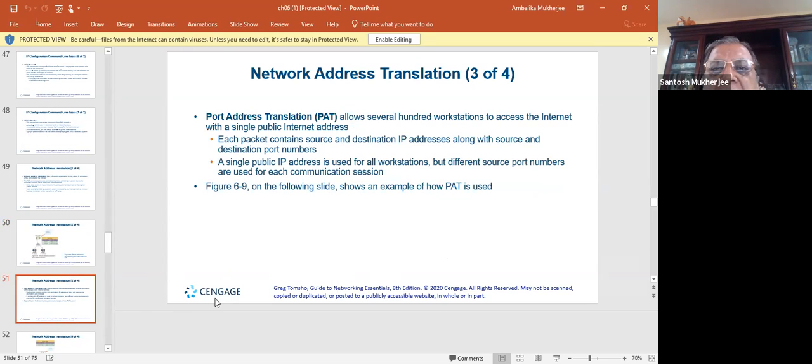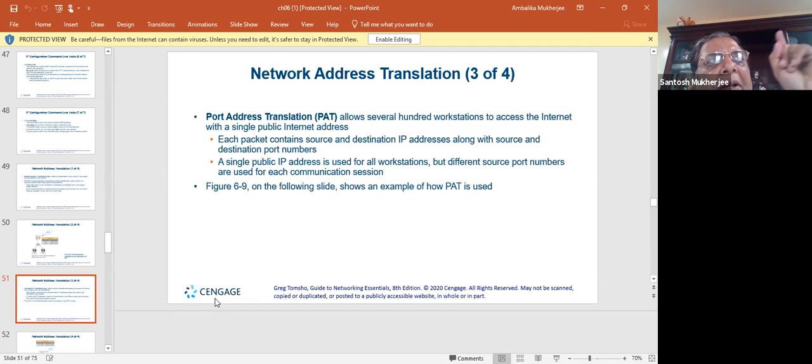Port address translation allows several hundred workstations to access the internet with a single public internet address. Each packet contains source and destination IP addresses. Try to imagine a situation where you have thousands and thousands of computers and workstations. How are they connected? Port address translation allows several hundred workstations to access the internet with a single public internet address.